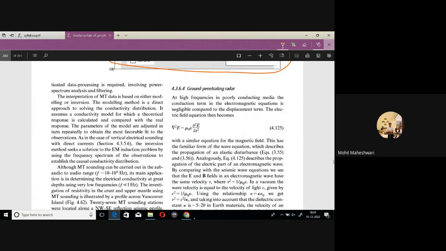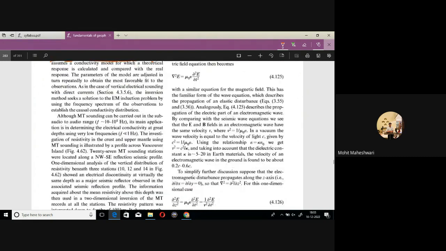So the next thing which is important is that the interpretation of magnetotelluric data is done by two methods. The first method is the modeling, and the second method is the inversion. In the modeling method, it's a direct approach solving the conductivity distribution. So you can check it from there on. Modeling and inversion.